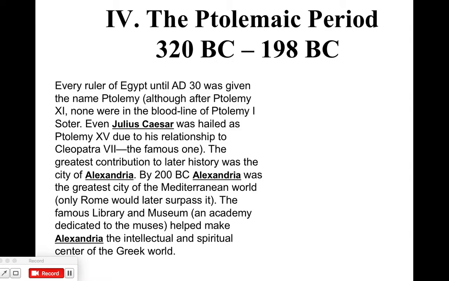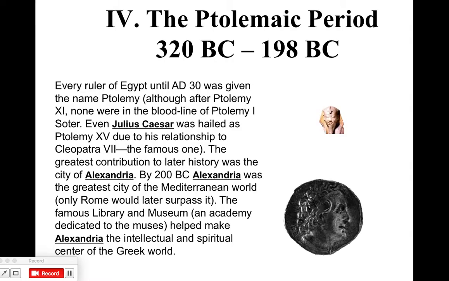And I should have mentioned earlier, but if we look at the dates here, in BC time, the larger the number, the further back in time, whereas the smaller the number, the closer to modern day history. And every ruler in Egypt was given the name Ptolemy, even Julius Caesar, because there's a relationship to Cleopatra. But in the city of Alexandria was a great library, one of the best libraries in the world, containing many scrolls and artifacts.